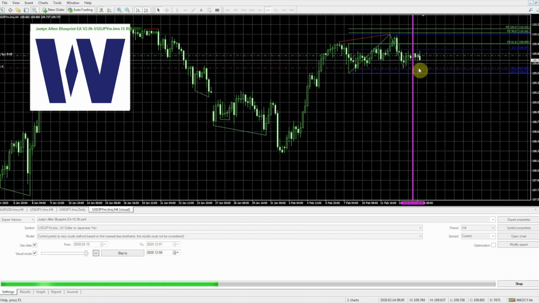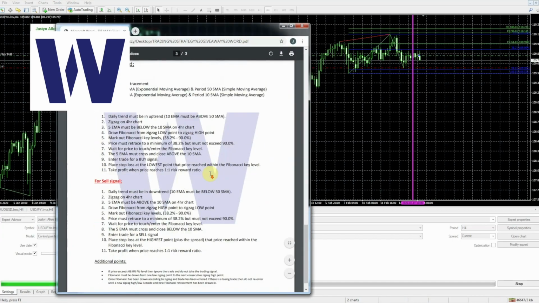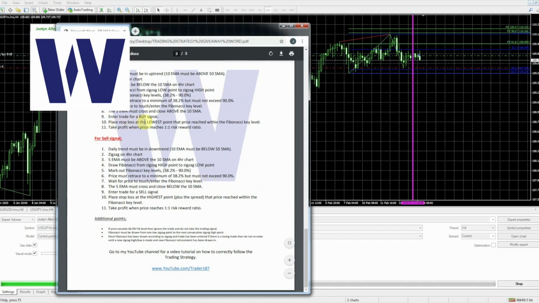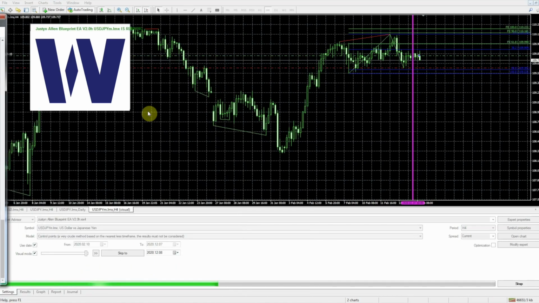So you can see now that the trade was entered at this level here, which is the green dashed line. The stop loss would have been at this low here, which is the exact same place where we placed our stop loss according to our strategy. It says place stop loss at the lowest point within the Fibonacci key level, which is what happened here.